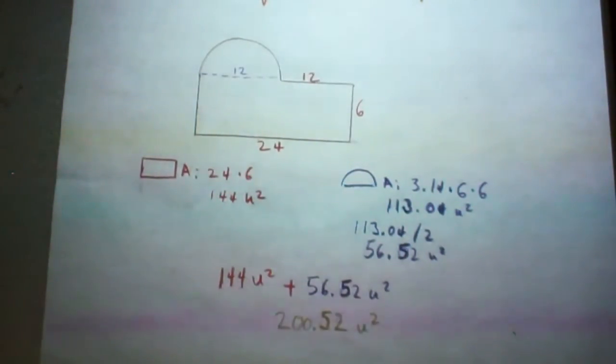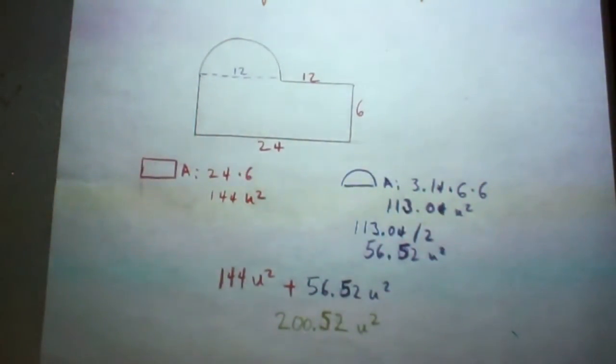So with the rectangle, I have one side length of 24 units and one side length of 6 units. So I would take 24, multiply that by 6, and get 144 units squared.